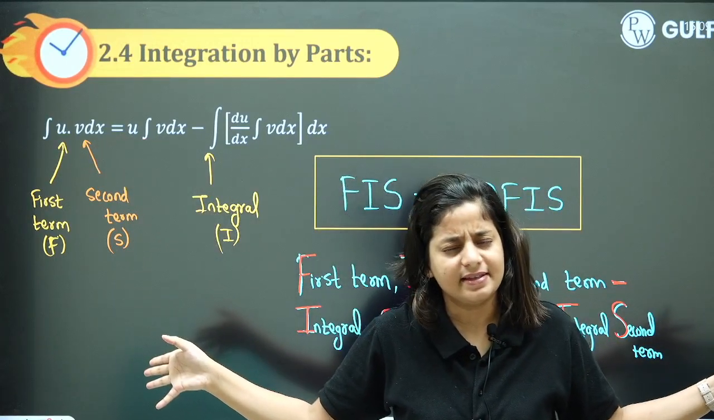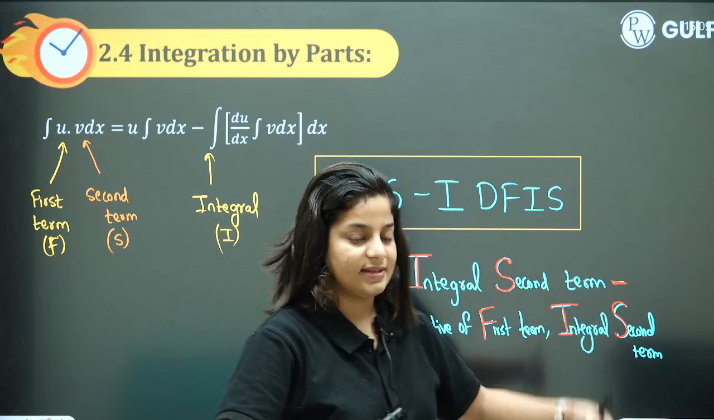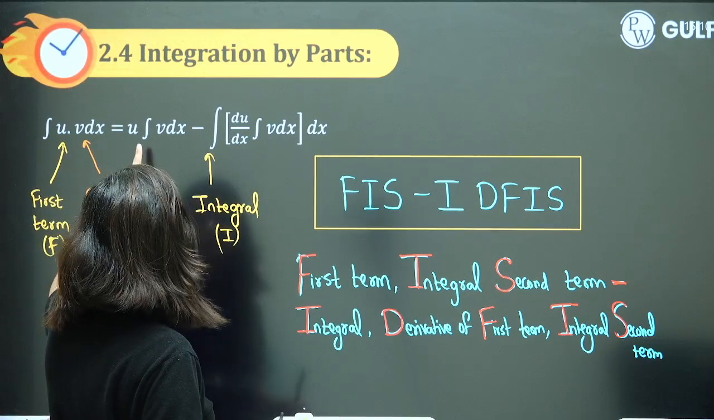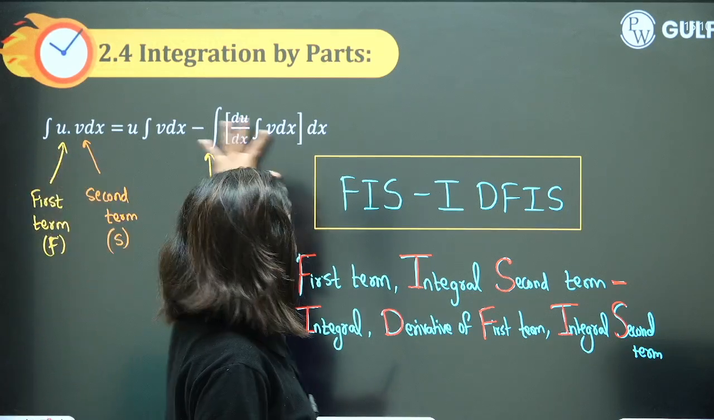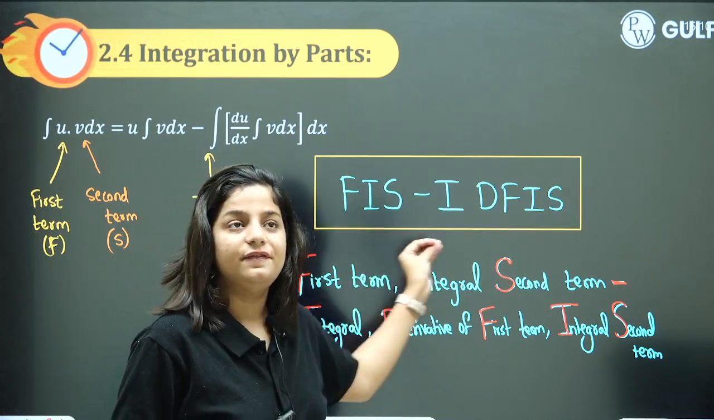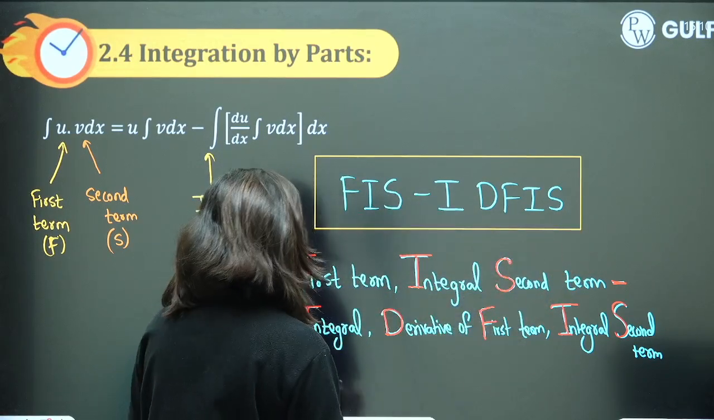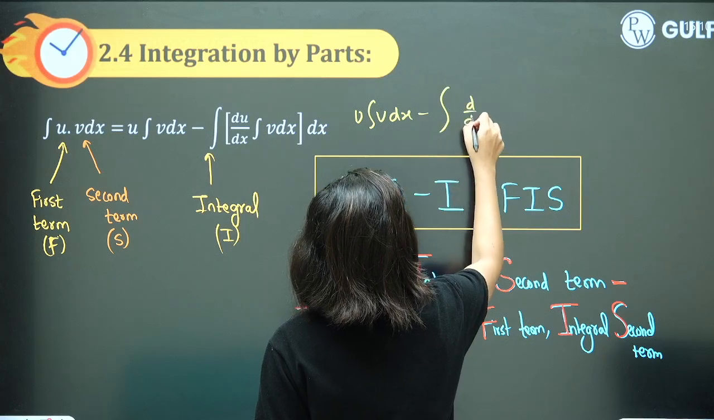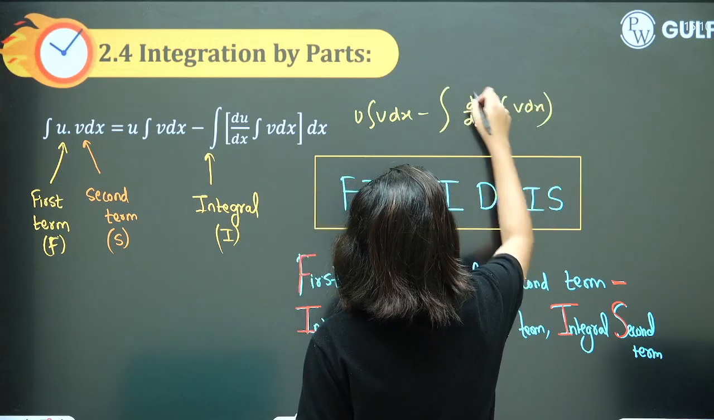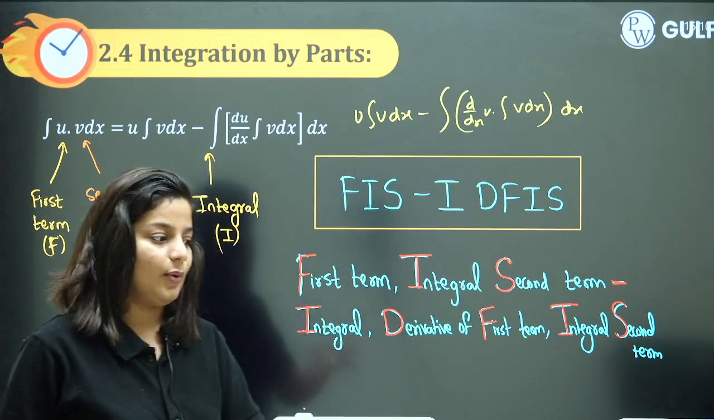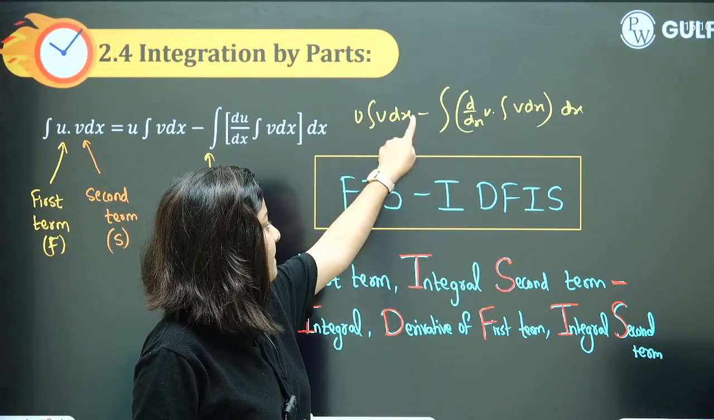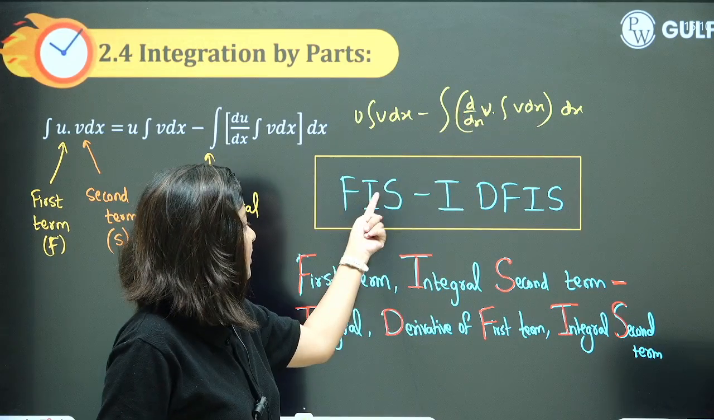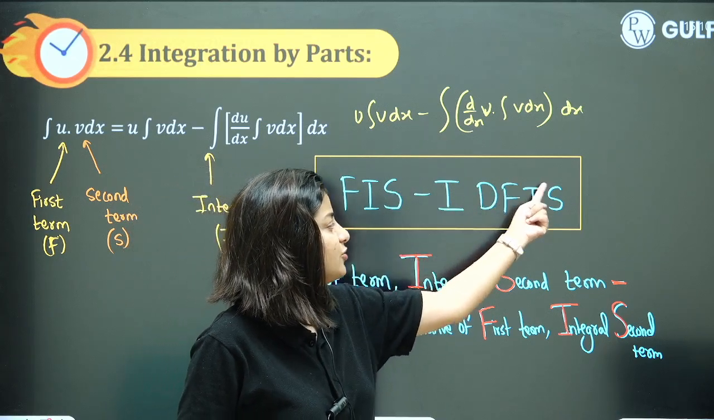Moving on to integration by parts. Fifth I the fifth. What is it? F stands for first term, S stands for second term, I stands for integral. In order to remember this formula, just say it 5 times. First term integral second term minus integral of derivative of first term into integral of second term. That's how I remember.